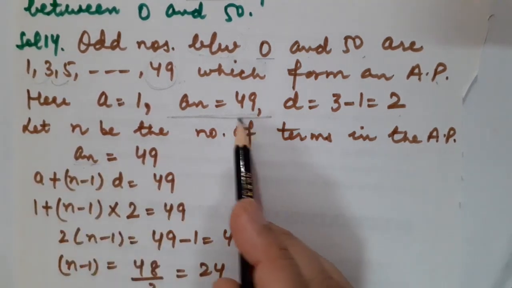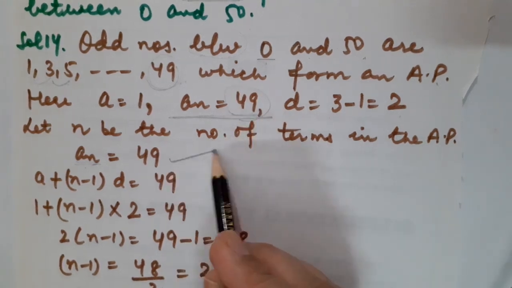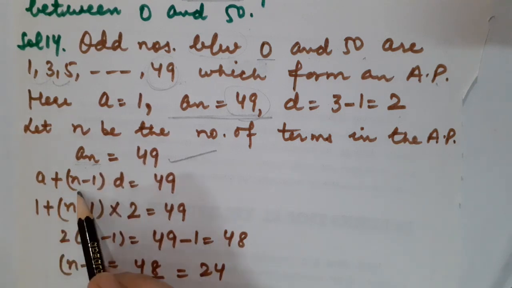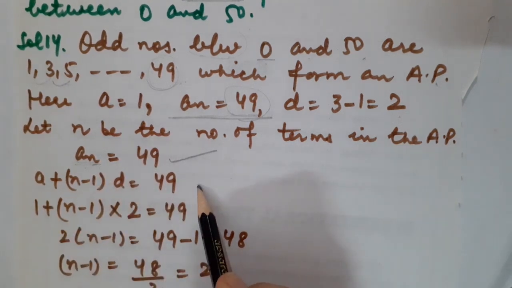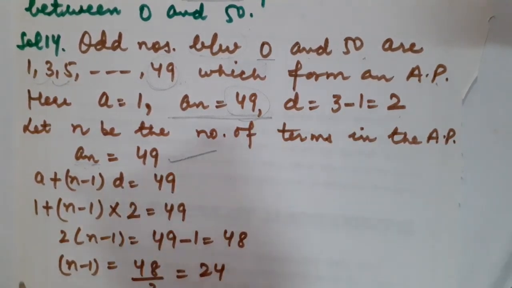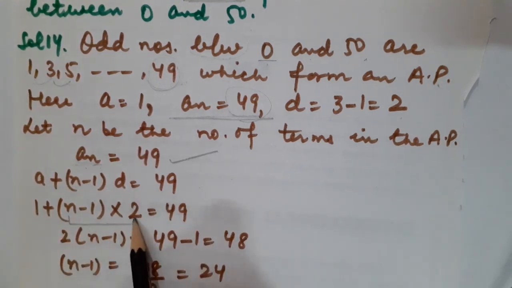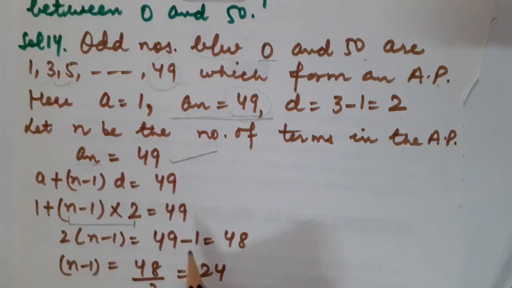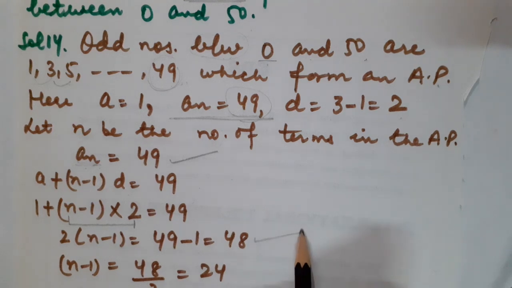So let n be the number of terms in the AP. The nth term, children, we have, that is An is equal to 49. Now put the formula of the nth term, that is a plus (n minus 1) into d is equal to 49. A you know, that is 1. D you know, that is 2. So insert these values here. It would be 1 plus (n minus 1) into 2 is equal to 49. First of all I am going to multiply as per the BODMAS rule. It would be 2 into (n minus 1) is equal to 49 minus 1, because this plus 1 goes to the right-hand side and becomes minus 1, which gives 48.